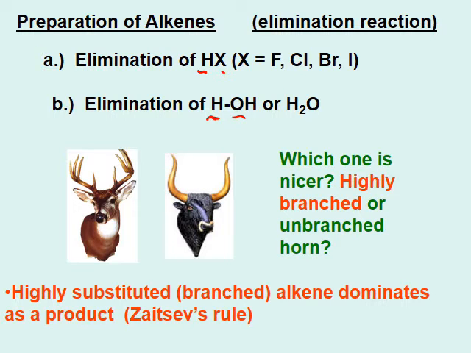Now, quite often more than one product is formed. In that case, we need to know which one would be more favored. Now, we go by this rule, which is given by Zaitsev. It says that highly substituted alkene dominates as a product. I often use the term highly branched.